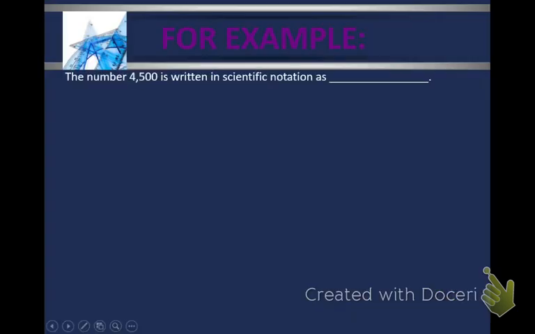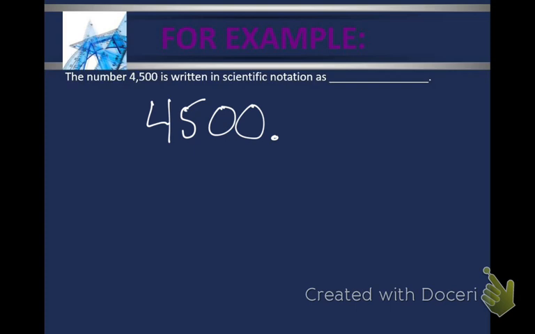Okay, so the number 4,500. The number 4,500 is written in scientific notation as. So here we go. What do I need to do? Well, if I kind of blow this number up a little bit, where is my current invisible decimal spot? Behind the zeros. Would you all agree with that? Yes?